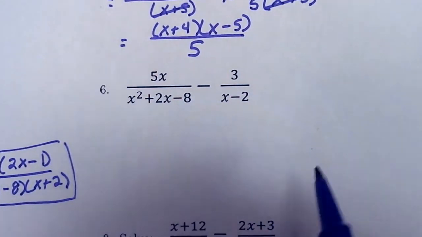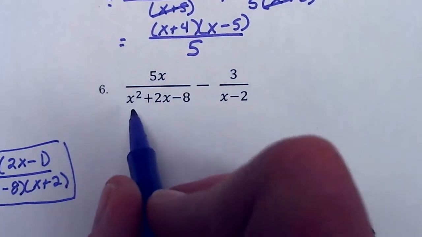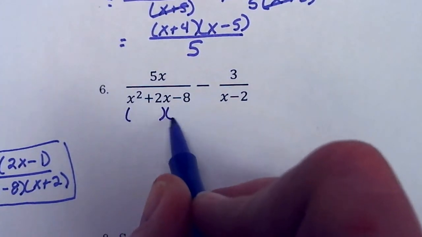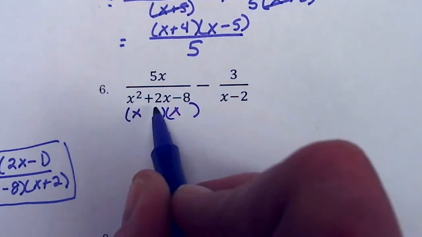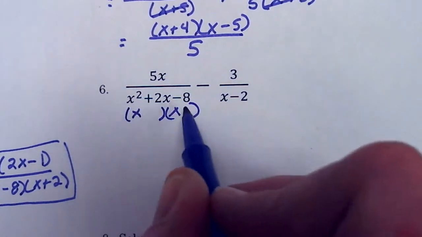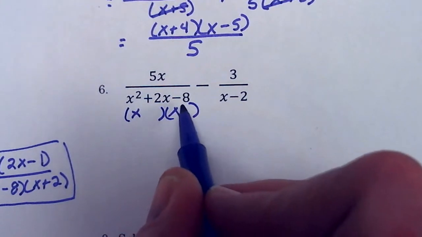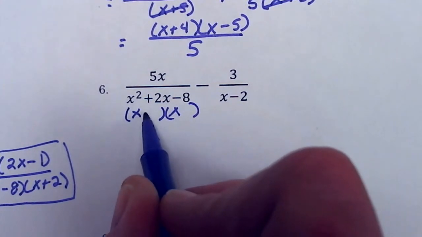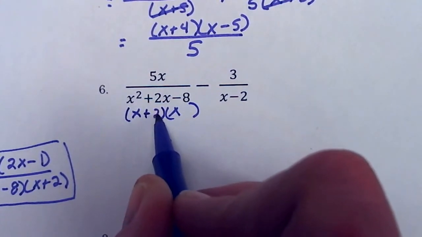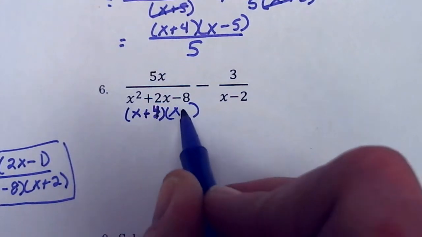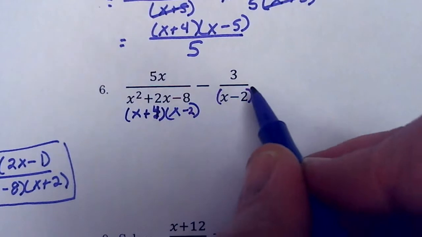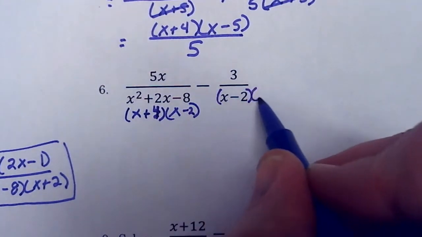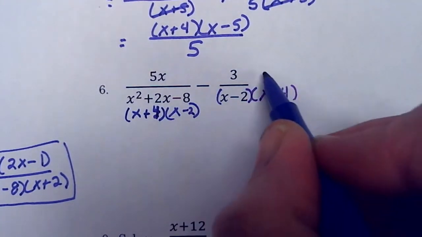Anyway, number 6, we're subtracting fractions. What we need to do is get a common denominator. So the first thing, so I can find the factors of this x squared plus 2x minus 8, is to factor that into two numbers that multiply to negative 8 and add to positive 2, so plus 4 and minus 2. In the second fraction, I already have the x minus 2. All I need is an x plus 4 to make it a common denominator.